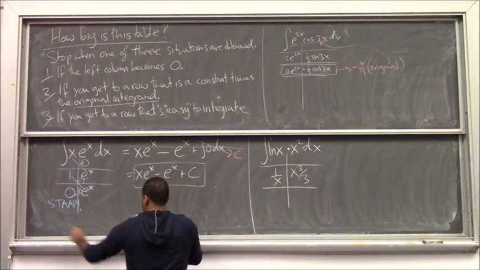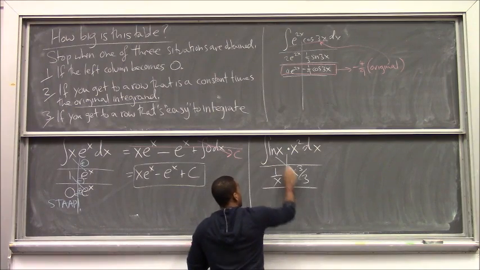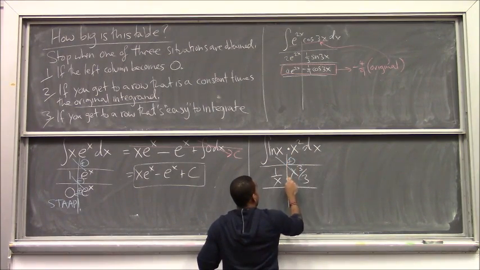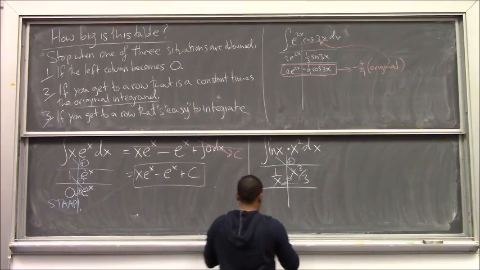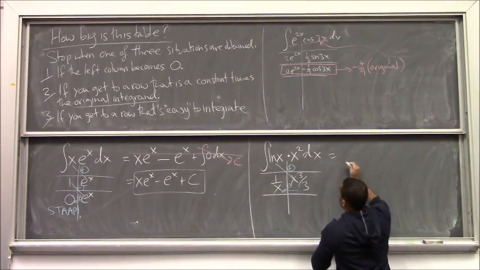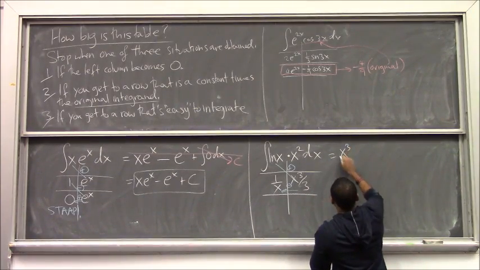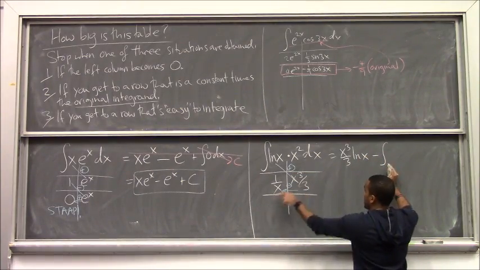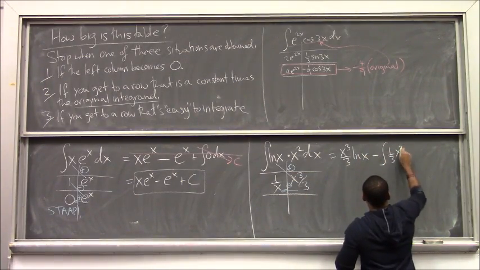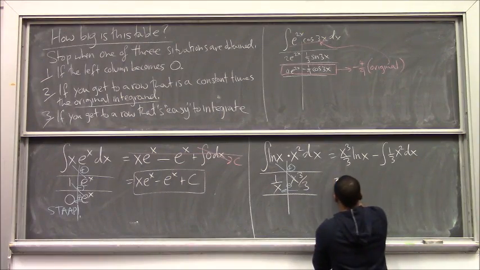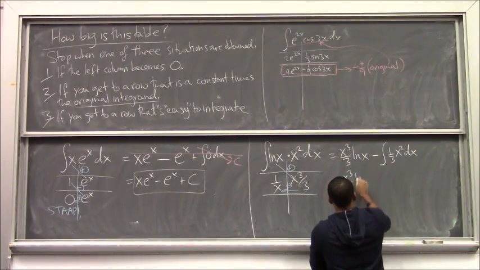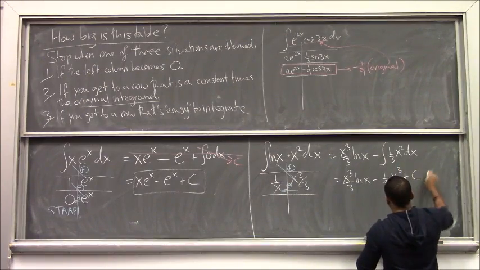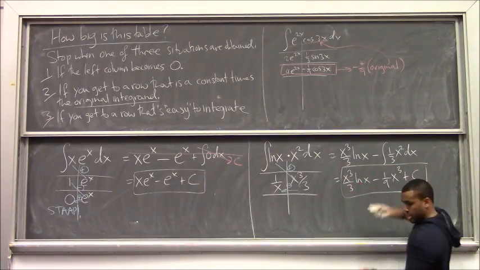But again, I'm going to multiply along the diagonals. This times this, which is a plus, minus that times that integral. So this becomes x cubed over 3 ln x minus the integral of this times that. And that's easy to do. And that's the answer we got last time.